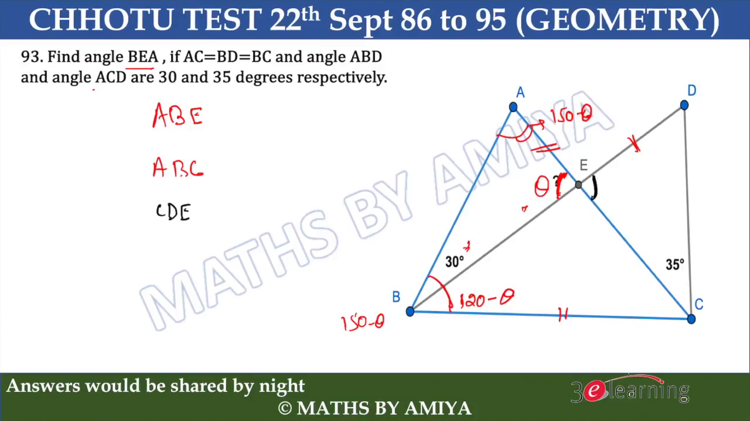We can easily say this angle must be theta, and this should be nothing but 145 minus theta. If this one is 145 minus theta, this complete C is 145 minus theta. This one is 35 degrees.